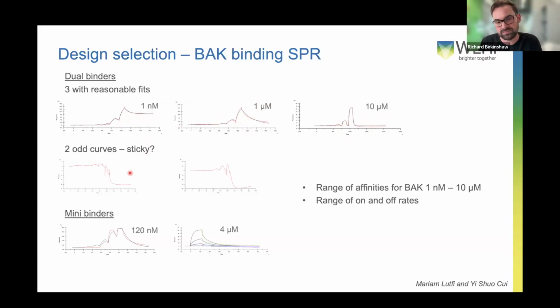We also saw that other proteins here did show some indication of binding, but clearly the curves were not what you would expect, something sticky going on. Not quite sure what this is, but just to show that there can be complications with all these different designs. And then the mini binders, they again were quite good, not perfect fits by any means, but we got 2 different ranges of affinities, one at 4 micromolar and one at 120, which is not bad.